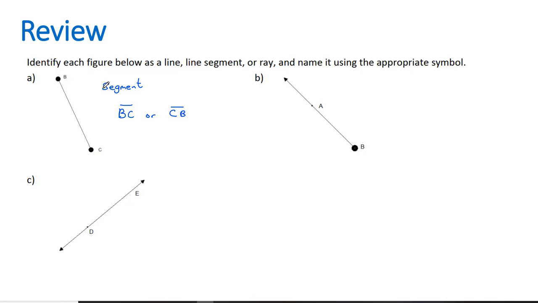For B, we have a ray, a point or an endpoint, and an arrow going upwards. So a ray can only be named one way, and it's from the direction of the point outwards. So this ray is BA. For C, we have a line. We have arrows on both sides, and lines can be identified and named 2 ways. So we can name this ED, showing the arrow symbols above, or DE, pardon me.